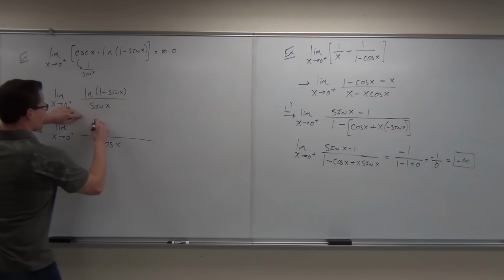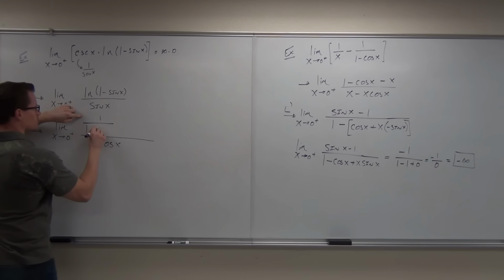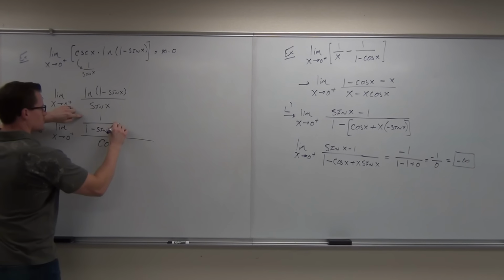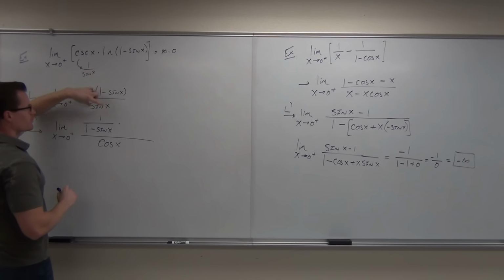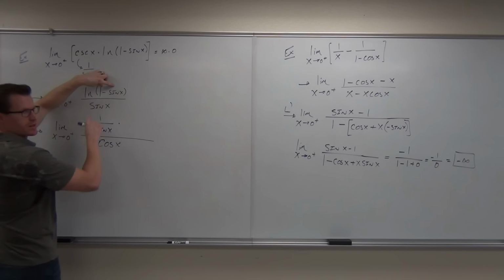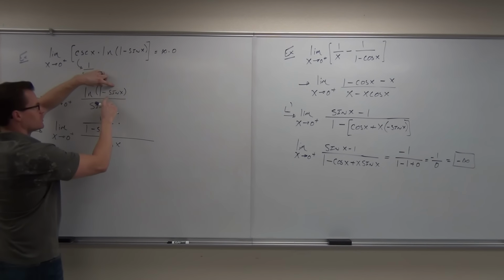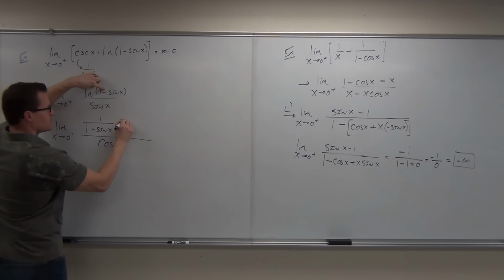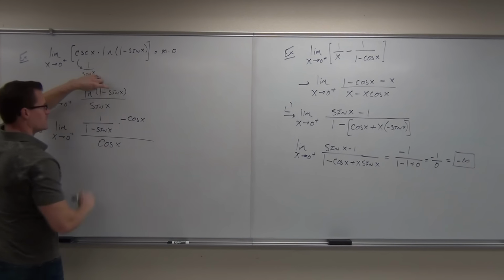So we'd have 1 over the inside, times the derivative of the inside. Let's look at the derivative of the inside, everybody. Derivative of 1 is? 0. Derivative of sine? Cosine. So we're going to have negative cosine x. That's right, negative cosine x.